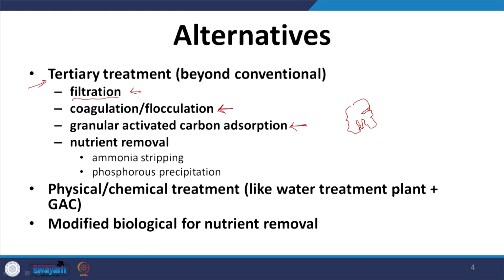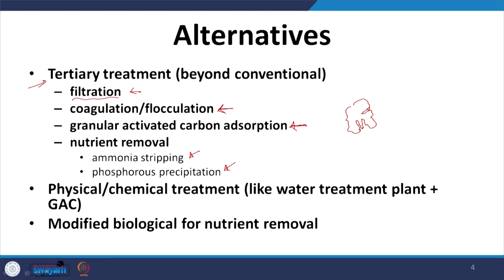So, that is one way to do that. And then nutrient removal, either by ammonia stripping, nitrification and denitrification, or phosphorus precipitation. We will look at that later. Then physical treatment, which is not really done in wastewater, but sometimes depending upon the quality of the wastewater. Or you can modify your secondary biological process such that you can achieve nitrogen and phosphorus removal. Again, these are minor modifications.